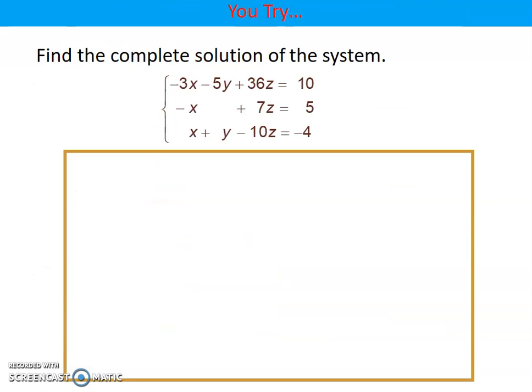So here's going to be the example that we're going to do together. I know it says you try, but we'll do this one together. It says find the complete solution of the system. So we have x, y, and z. We want to figure out what we can plug in there to make this a true system of equations.